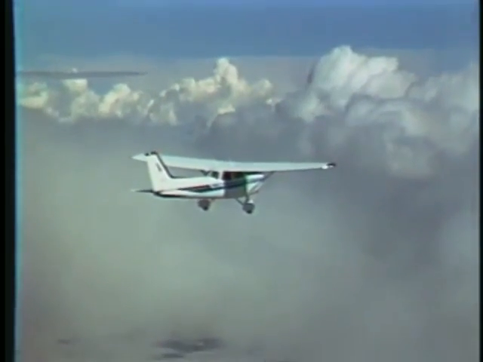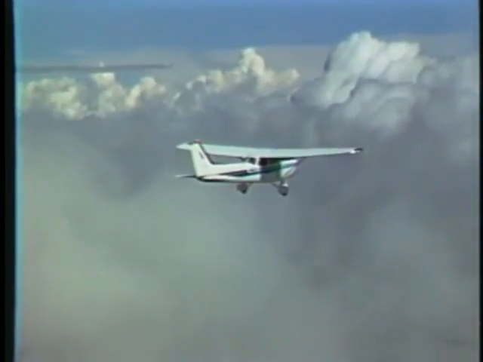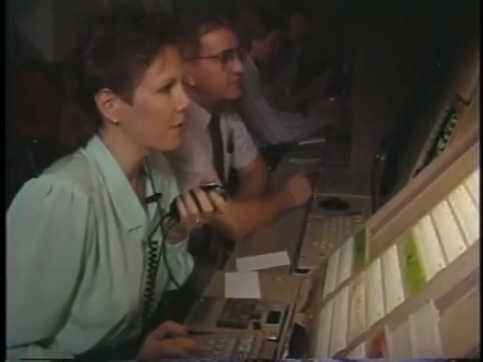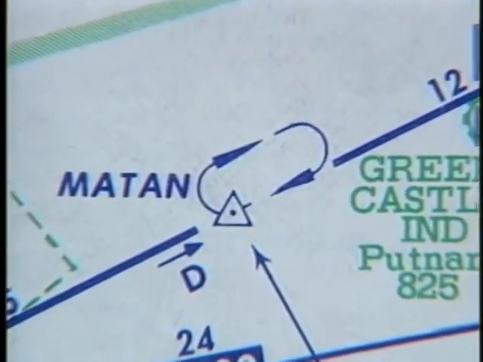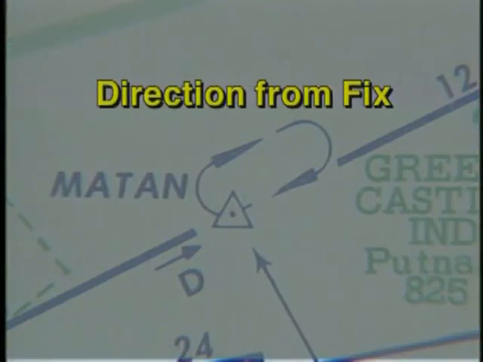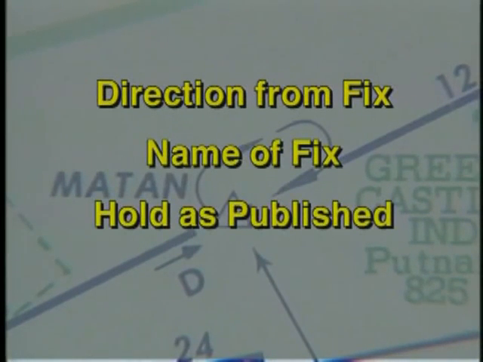There are times when your flight must be delayed for reasons such as traffic separation or approach sequencing. In these cases, ATC issues you a holding clearance and has you enter a holding pattern. If the holding pattern is charted, the clearance contains the direction from the fix, the name of the fix, an instruction to hold as published, and an expect further clearance time. Cessna 52241, hold northeast of Matin intersection as published. Expect further clearance at 1533.